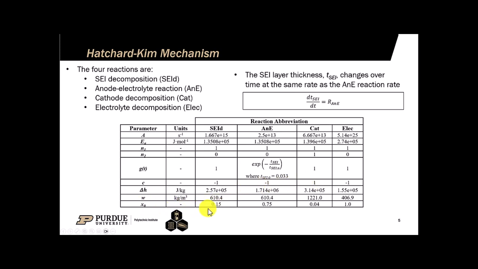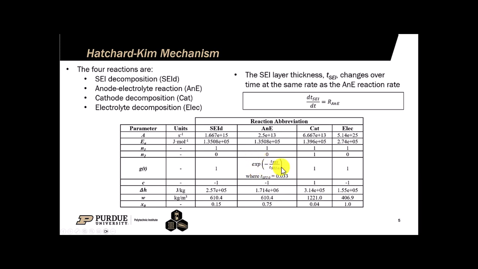The initial amount of reactants is shown as X0. SEID, ANE, and ELEC will all decrease, and the reaction will stop when X reaches 0. The cathode reaction begins at, in this case, 0.04 and will increase until this value reaches 1, and then the reaction will stop.